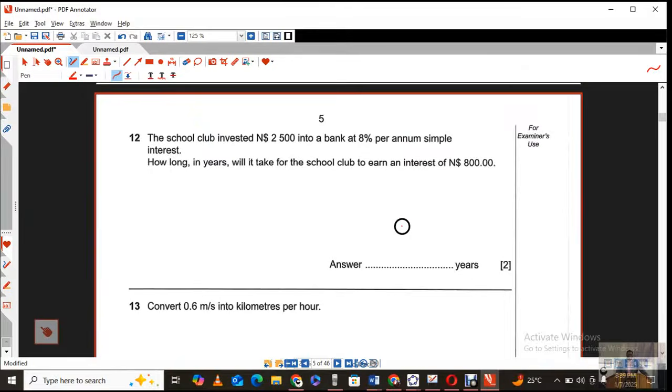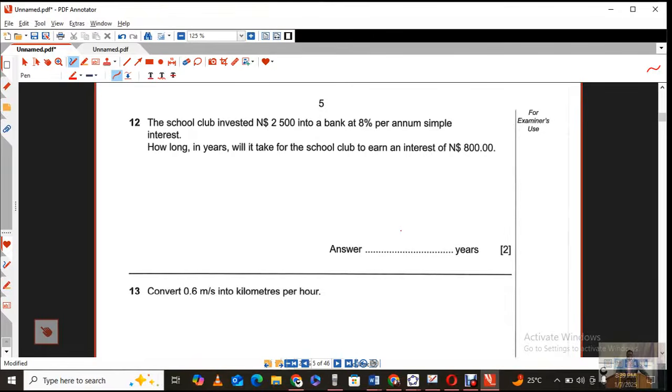The school club invested 2,500 in a bank. That investment is called your principal. And the 8% is called your rate. And you have simple interest. So the formula is quite straightforward. You take that principal and multiply it with the rate. And we want to find the time. So I'm going to say times t, where t is my time. And we know that we are generating an interest of $800. So basically, something times t equals 800.